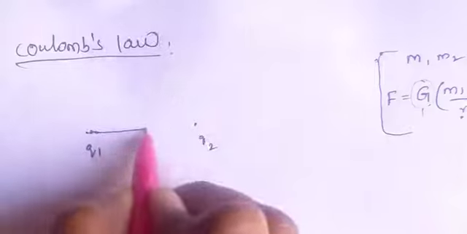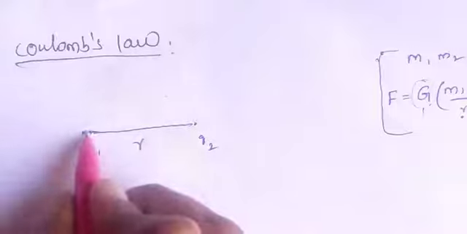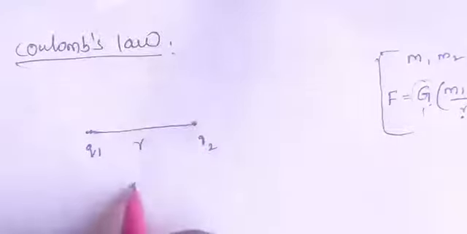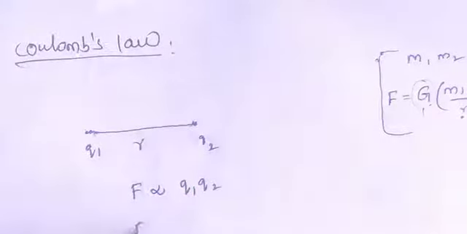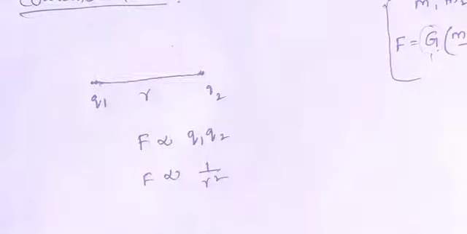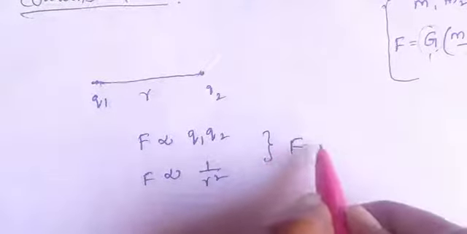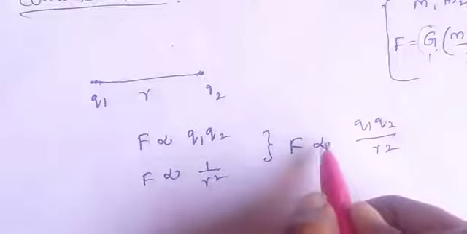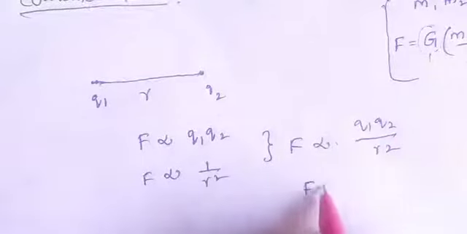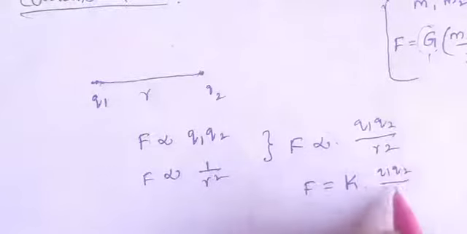Now there is some separation between those two charges, and he considered that the force of interaction between them, F, must be proportional to the product of the two charges and inversely proportional to the square of the distance between them. So he gave the formula that F is proportional to q1 q2 by r square. To remove this proportionality, he considered a proportionality constant k, so F equals k q1 q2 by r square.